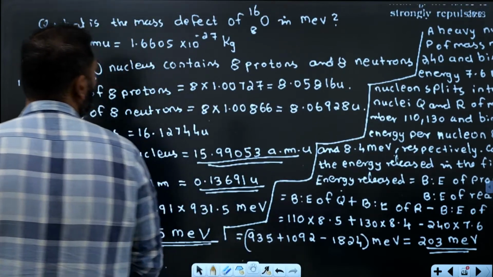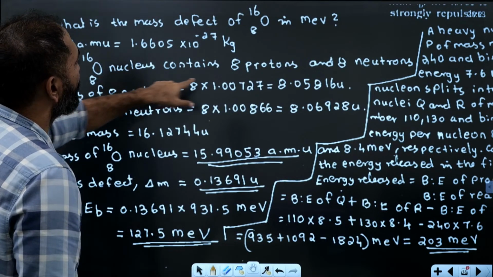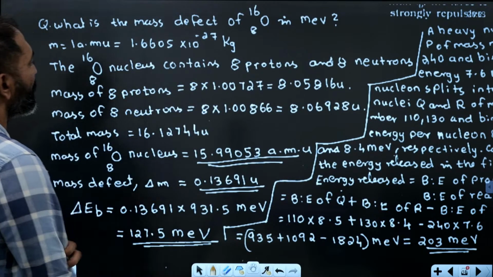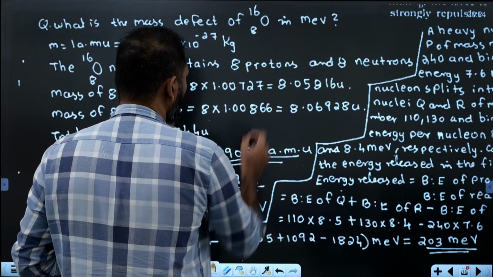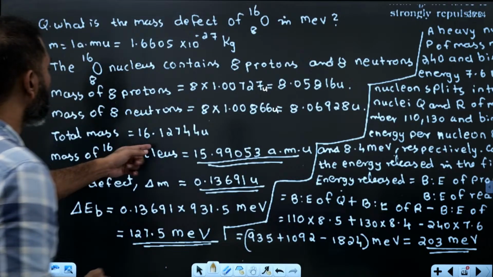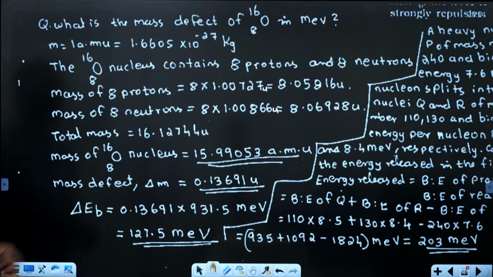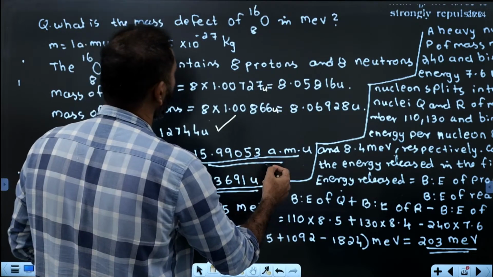What is the mass defect of O-16 in MeV? The mass of 1 AMU is given. It contains what? 8 protons, 8 neutrons. Mass of 8 protons. See, this should be in U, and this also should be in U. Then the total mass is found out. Then this is the expected result. But what is the given data?